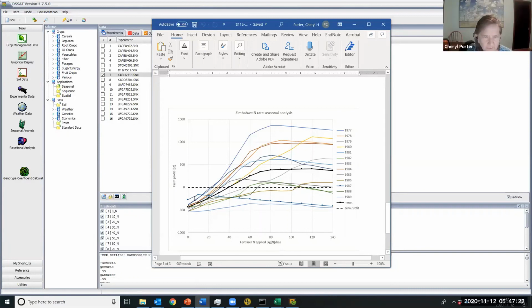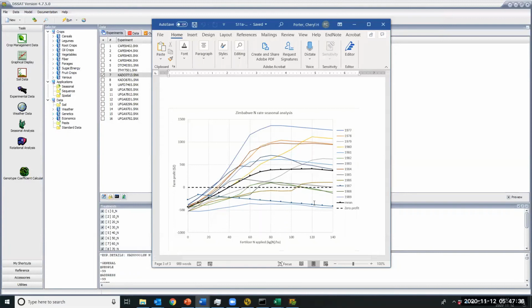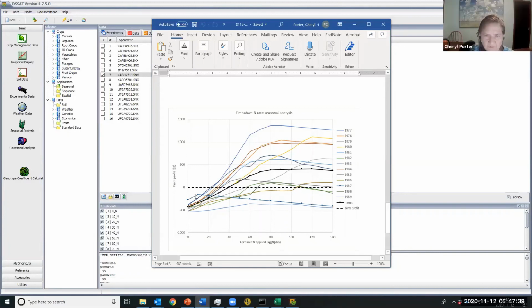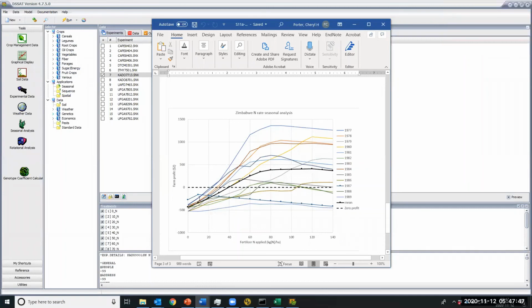The year that I chose was 1987. It's this blue line with the dots. This is the year I ran the first time. So under that particular year, there was no profit at all under any management scenario. There is the zero level of profitability here, which shows that in 1987, regardless of how much fertilizer we used, the farmer still lost money.